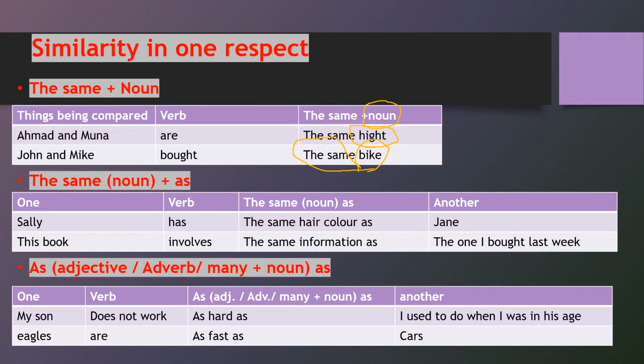Okay, if I want to use the same tool, look. If I want to use the first tool, Sally and Jane have the same hair. But as long as I have has here, Sally has the same hair as, or hair color as, Jane. And then the second example, this book involves the same, and then the noun information, as the one I bought last week.